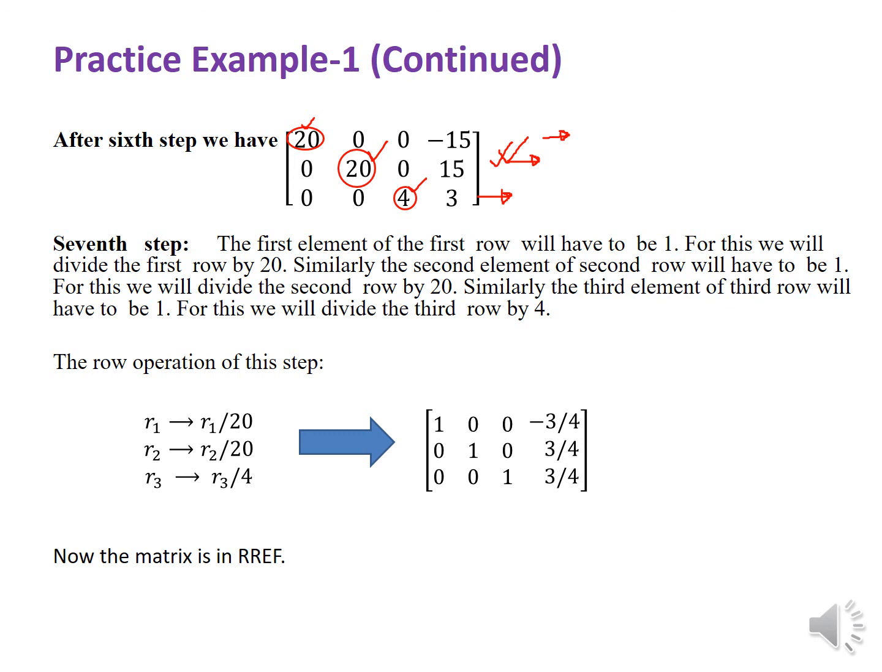So after dividing first row by 20 we will get 1, 0, 0 and negative 3 by 4 as the new first row of the matrix. Dividing second row by 20 we will get 0, 1, 0 and 3 by 4 as the new second row of the matrix. And after dividing third row by 4 we will get 0, 0, 1 and 3 by 4 as the new third row of the matrix. Now the matrix is in reduced row echelon form as it satisfies all the conditions of reduced row echelon form.